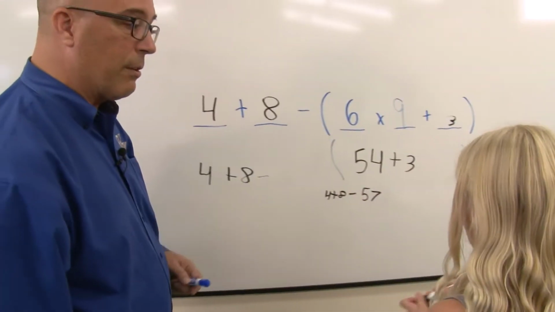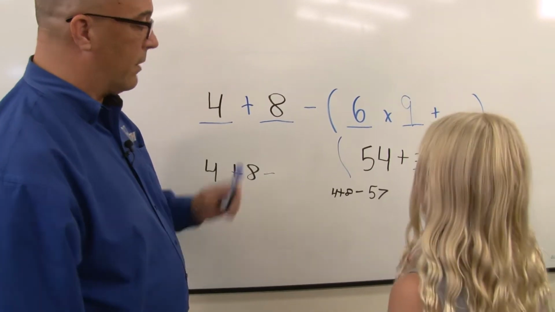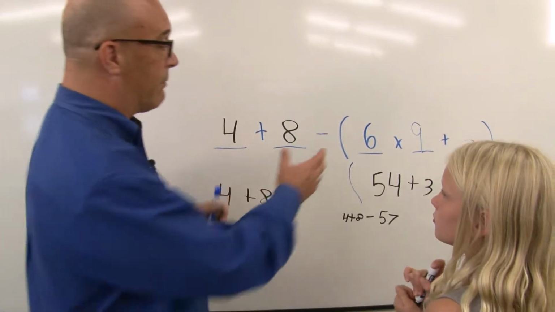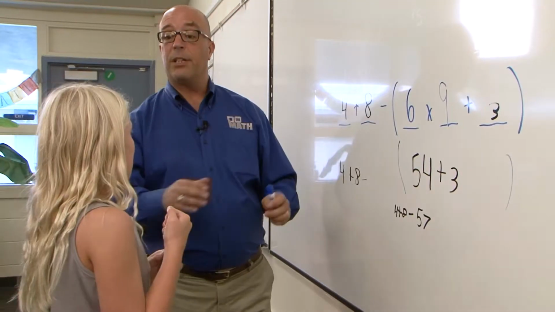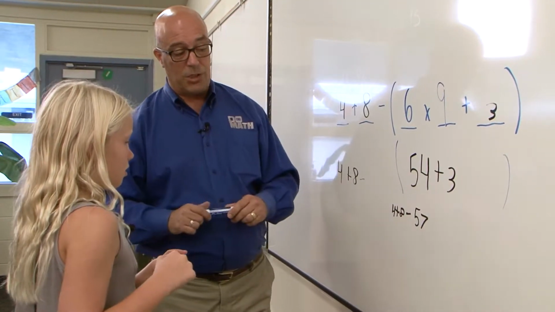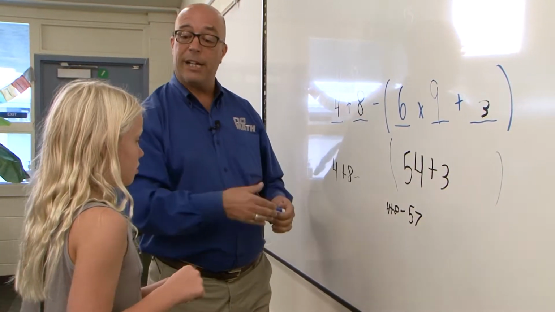Good. So right now, what do we have? What's the whole thing we have to work with? 4 plus 8 minus 57. Okay, so now we have gotten rid of the parentheses. We had no exponents in this problem. Have we done all multiplication and division? Yes. So now we add and subtract going from left to right.